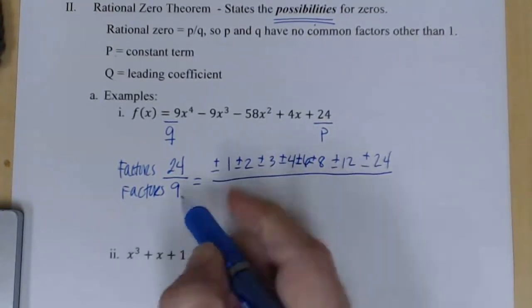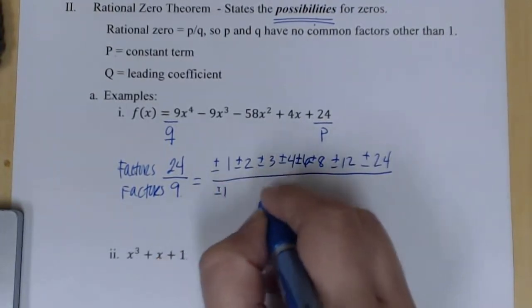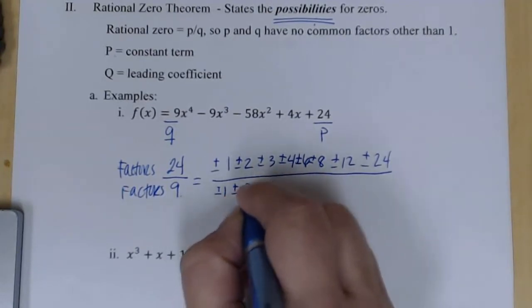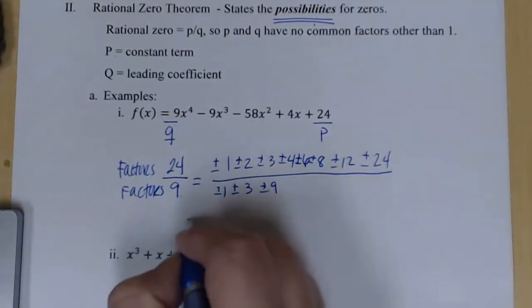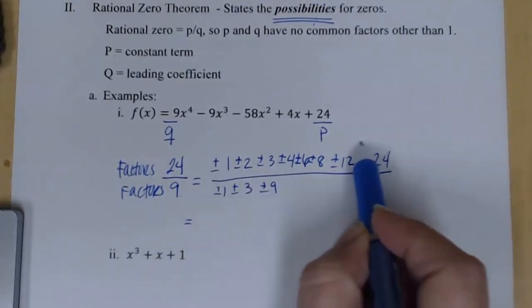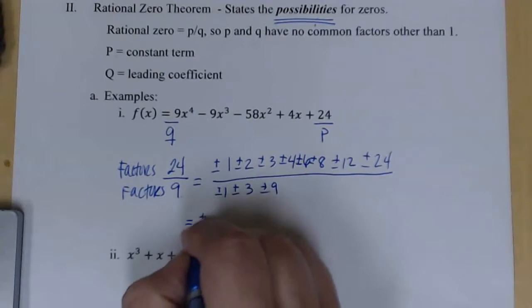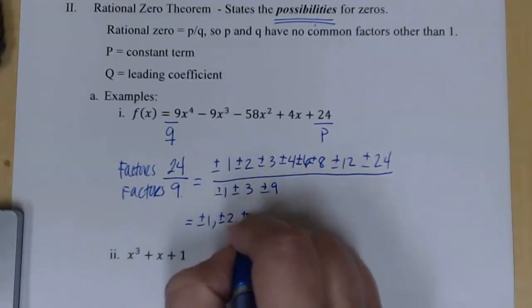All over the factors of 9. So 1 and 9, and 3 and 3. So these are all my factors. So you divide all of them out. So I'm going to divide all the top numbers by 1, which gives me all the top numbers.